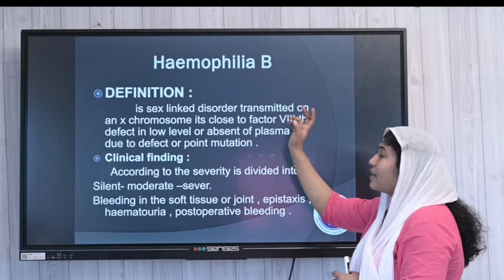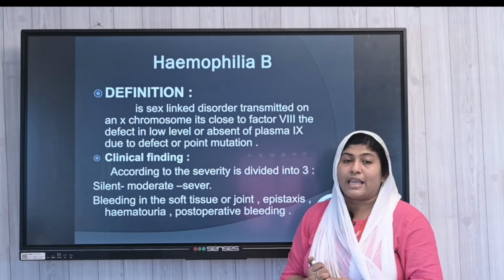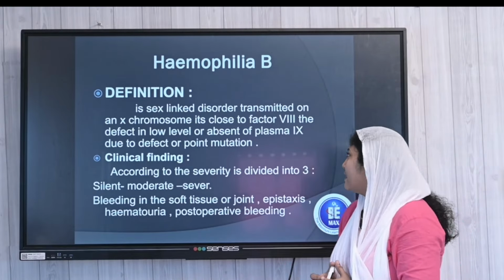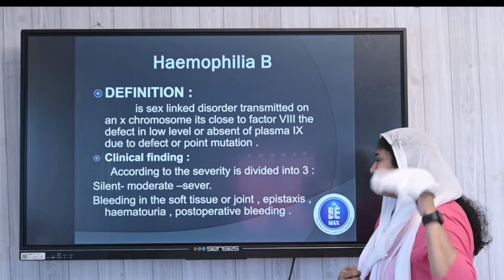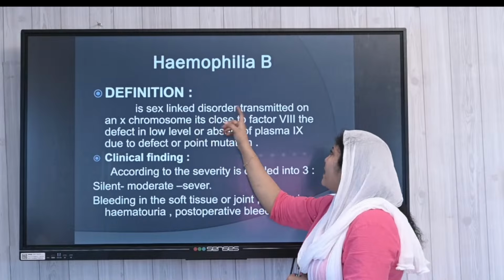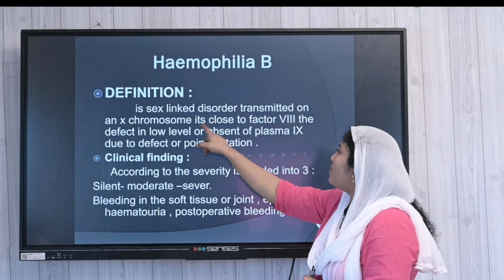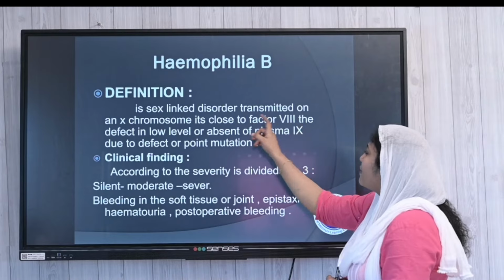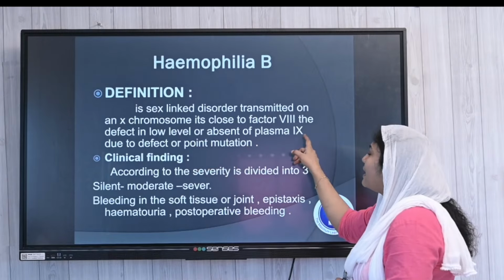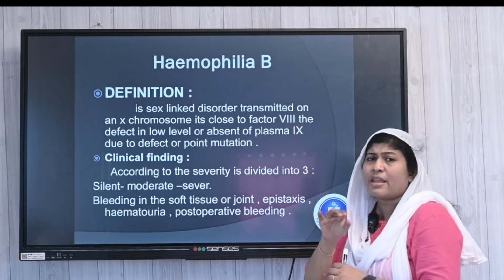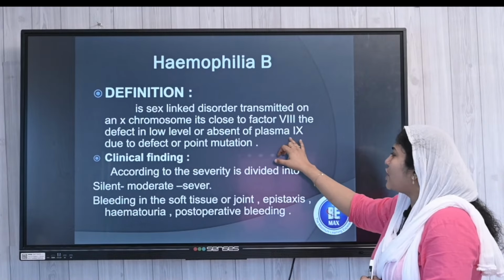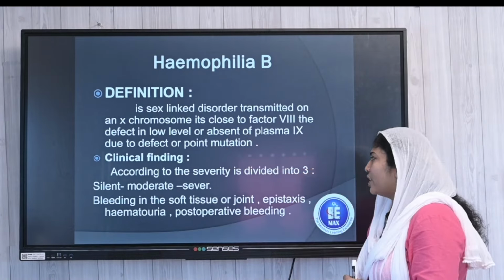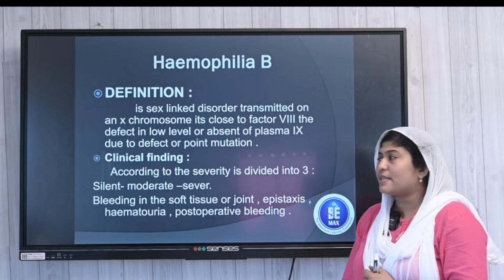Then the next condition is called Hemophilia B, also called Christmas disease. Here the problem is in factor number 9; factor number 8 is fine. It is a sex-linked disorder transmitted on the X chromosome, close to factor number 8. The defect is a low level or absence of plasma factor 9. So, factor number 8 will be normal, but factor number 9 has a problem: either deficiency, absence, or a point mutation. That is called the Christmas disease condition.